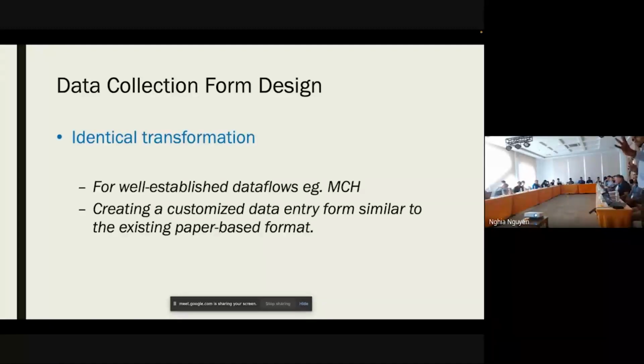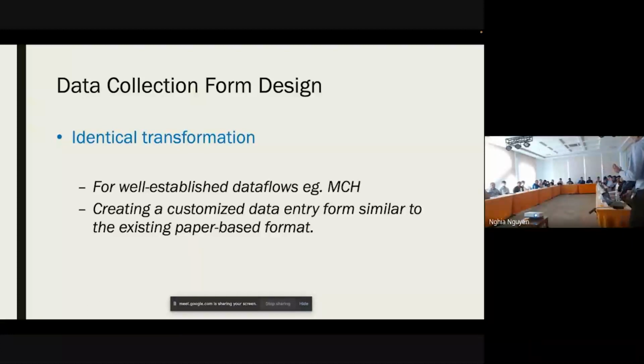Also, I must emphasize that the use cases I'm taking in this presentation are mostly related to maternal and child health and nutrition. Those two programs in the Ministry of Health, I must acknowledge for their support in providing all the screenshots and content. So the first thing is, sometimes we do some identical kind of transformation when we are designing data entry forms.